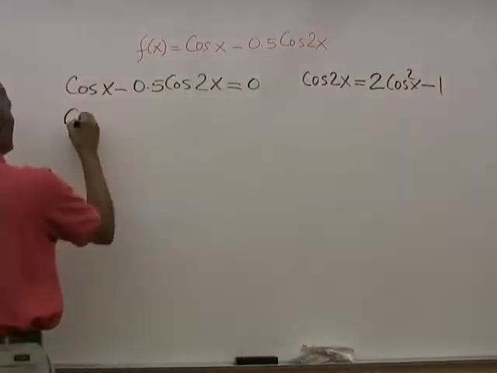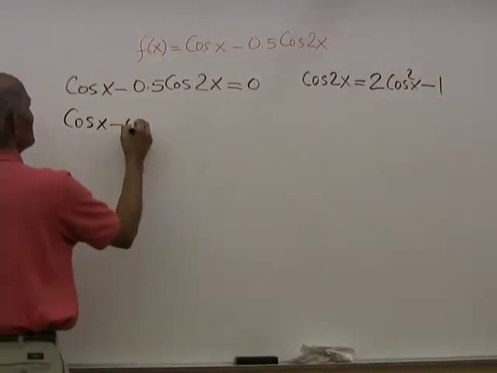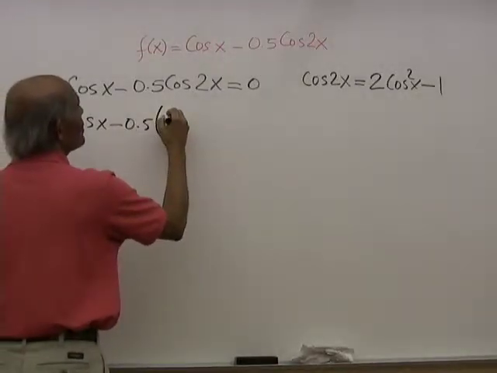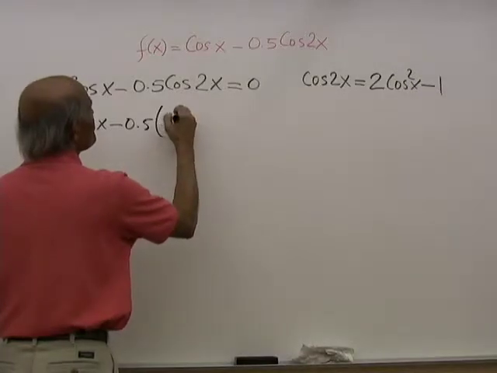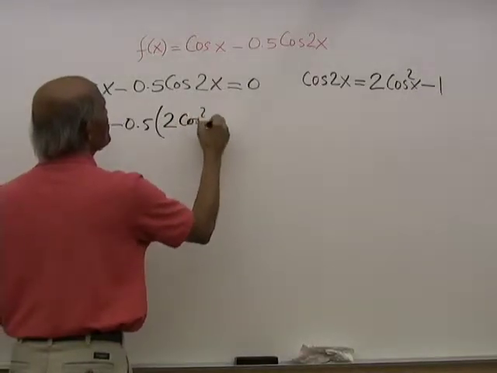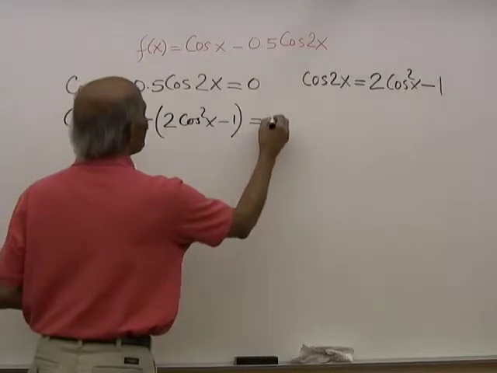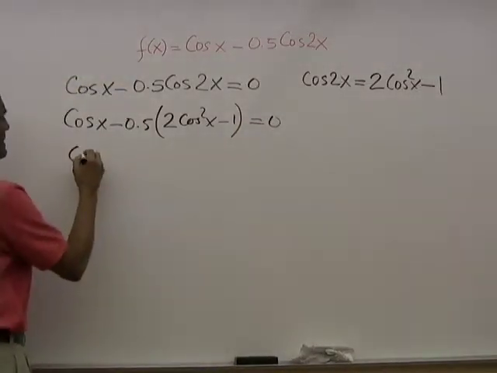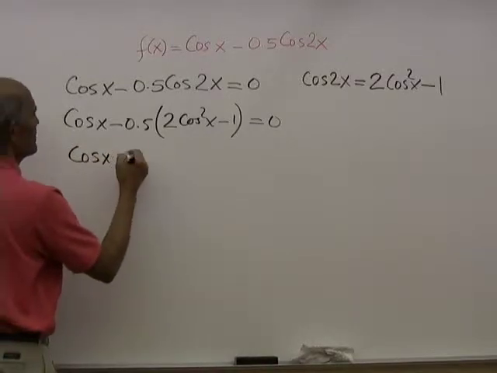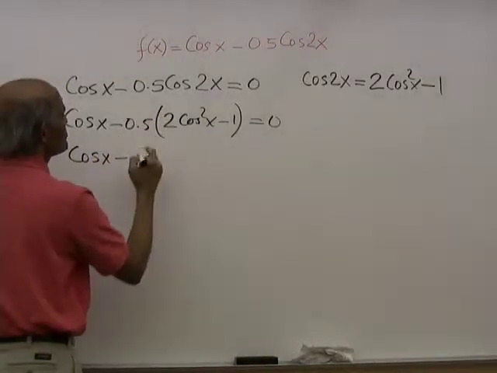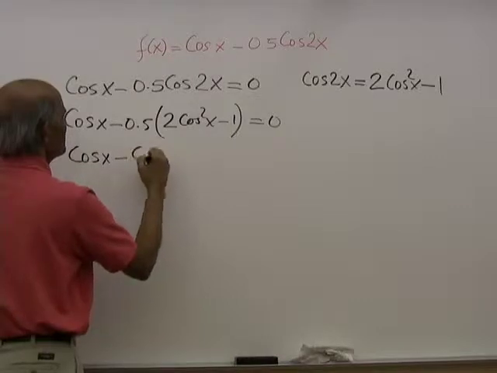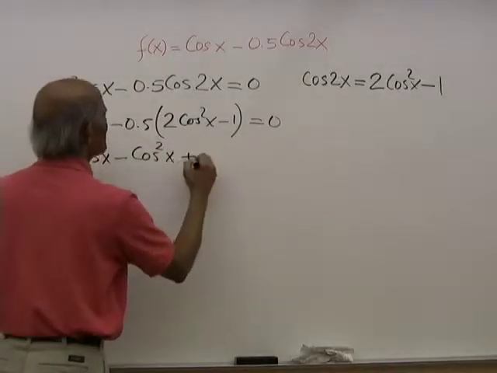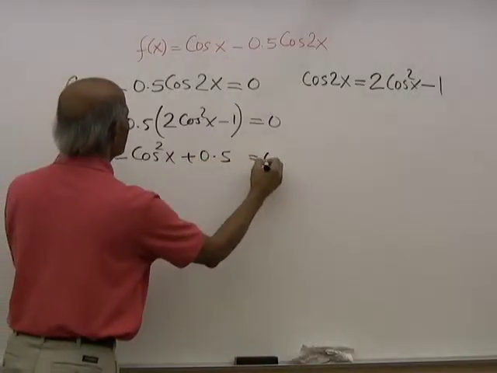So we say cos x minus 0.5 times, instead of cos 2x, we write 2 cos squared x minus 1 equal to 0. And now you distribute that 0.5, it gives you cos x minus 0.5 times 2 is 1, minus cos squared x plus 0.5 equal to 0.